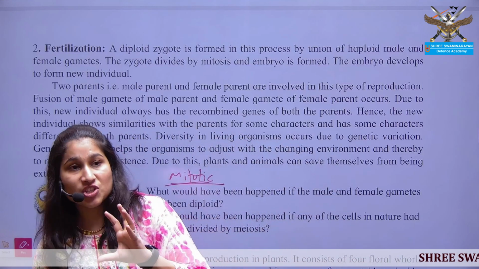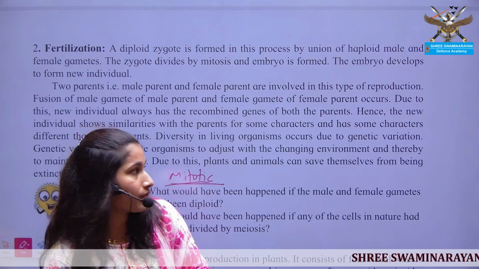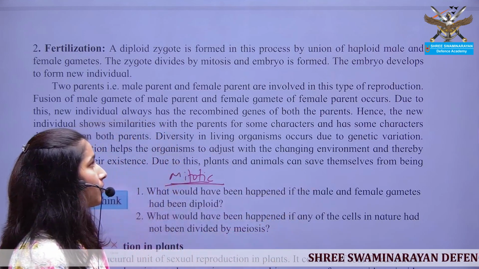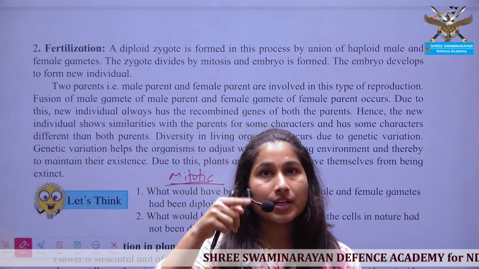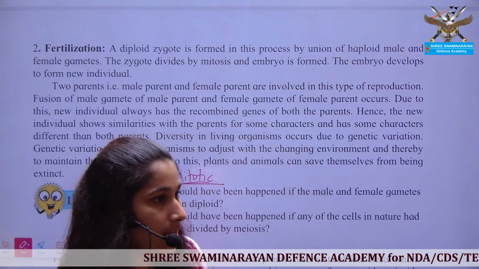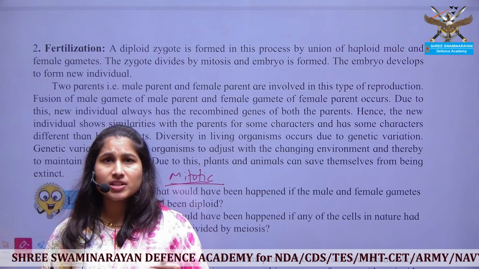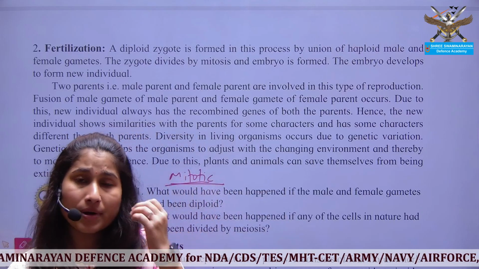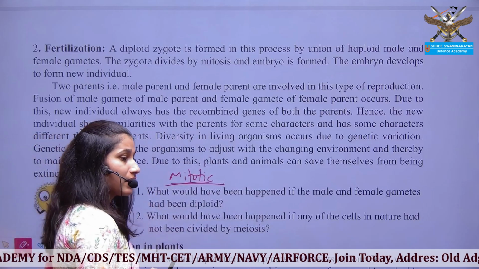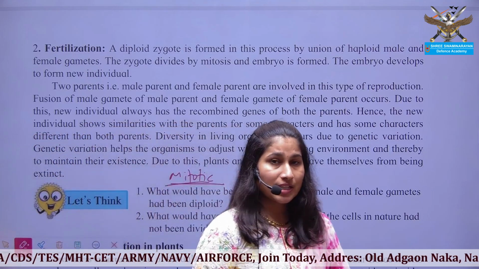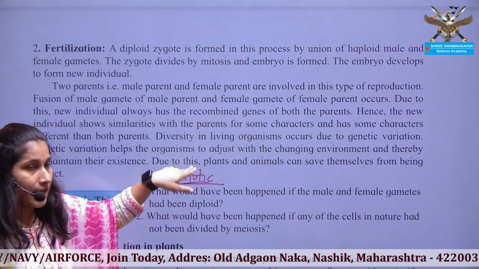Whatever recombination of characters is seen is because of the exchange of genetic material between the parents. If you recall meiotic division, there comes one stage, pachytene, then diplotene, where chiasmata formation and the synaptonemal complex were seen in prophase I. There the genetic material between the maternal and paternal chromosomes was exchanged. There was a recombination of genetic material, and this is responsible for variation in the individual itself.